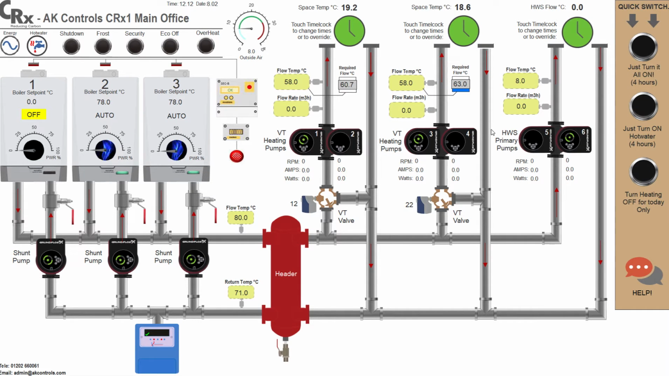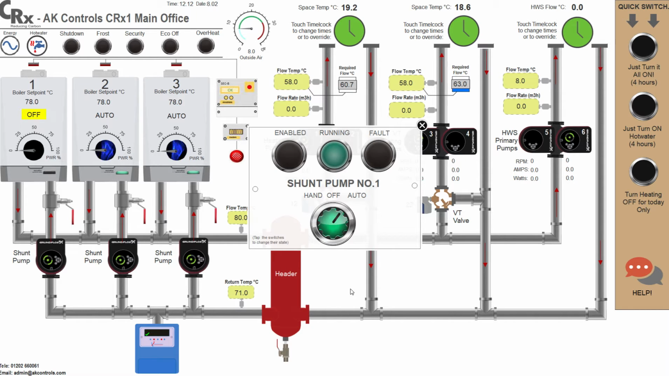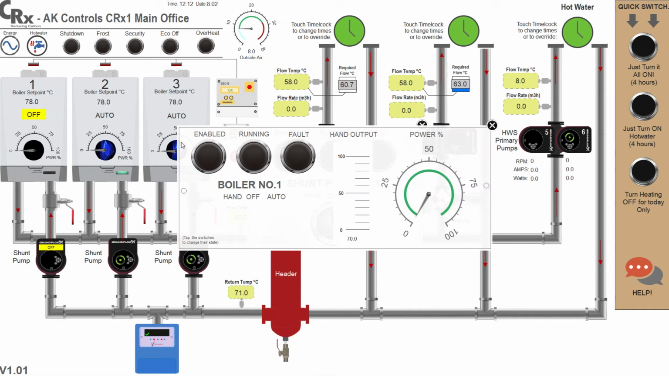Touching a pump, in this case, a shunt pump, enables a pop-up label. From here, the pump can be placed in auto, off, or hand. When in auto, green, the pump will work under optimum control. When in hand, yellow, the pump will run continuously. When the switch is set to off, the pump is disabled. If it is a shunt pump, the associated boiler is also disabled and is excluded from the duty sequence.